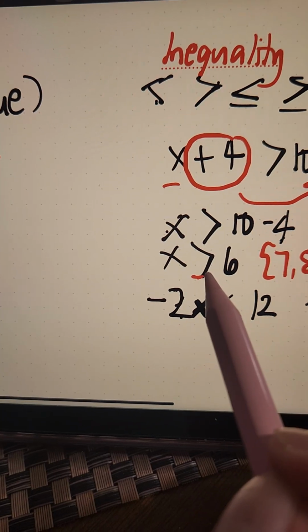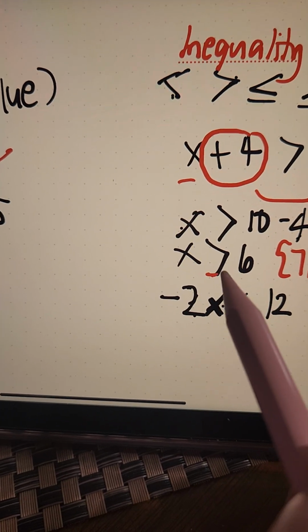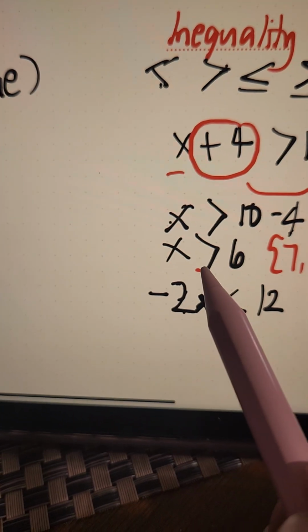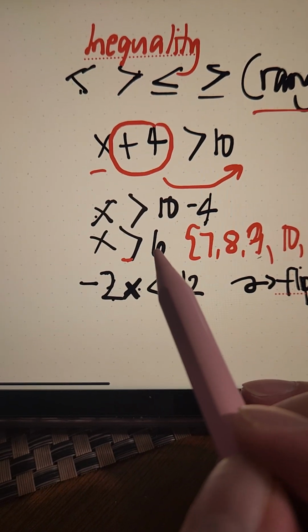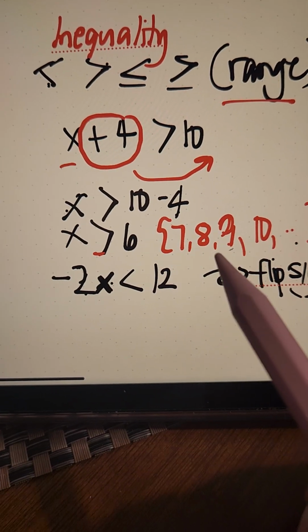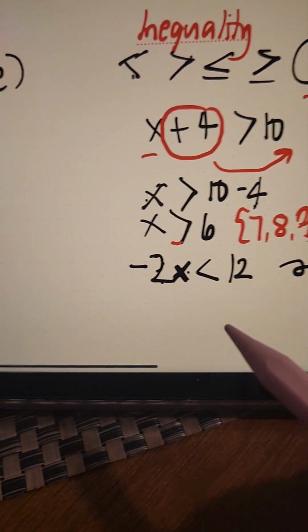So notice this sign. If this sign were, for example, less than, of course, the range of numbers you would take would be numbers less than 6. So it could be 5, 4, 3, 2, 1, etc.